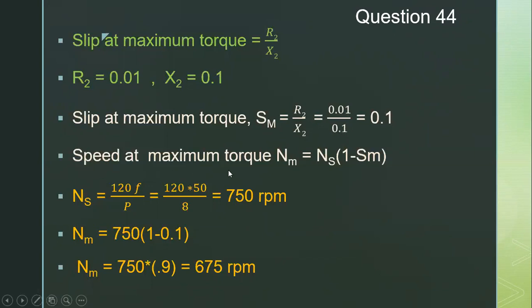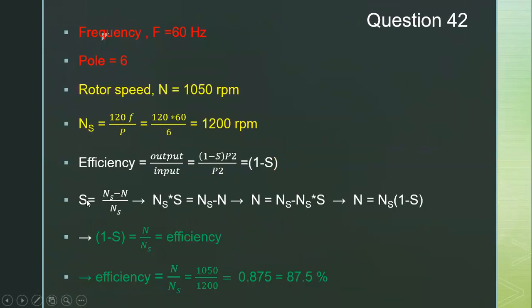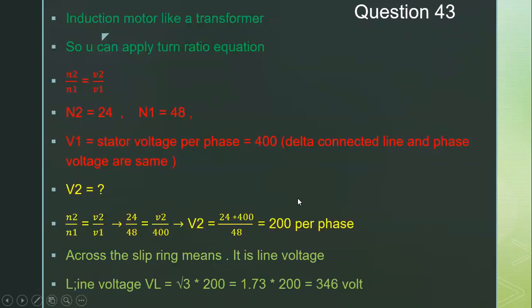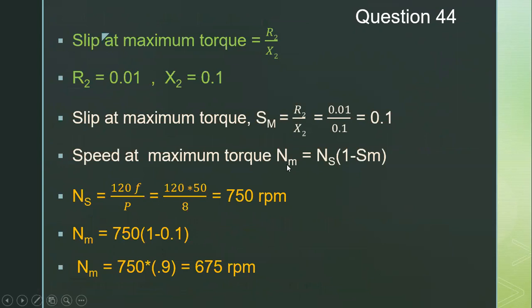Now the speed at maximum torque. This is our equation: Ns into 1 minus s. From s is equal to Ns minus N divided by Ns, when you rearrange this equation, you will get N is equal to Ns into 1 minus s. N will be the speed at the maximum torque, so you can write it as Nm, and the slip at the maximum torque is Sm. So Nm is equal to Ns into 1 minus Sm.